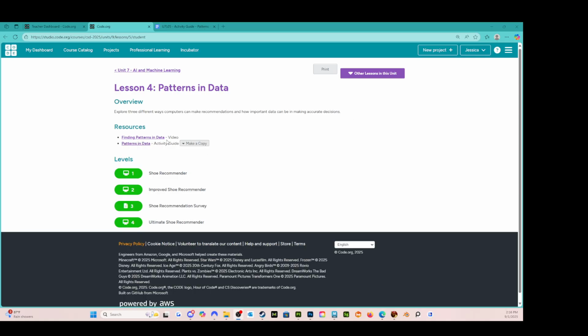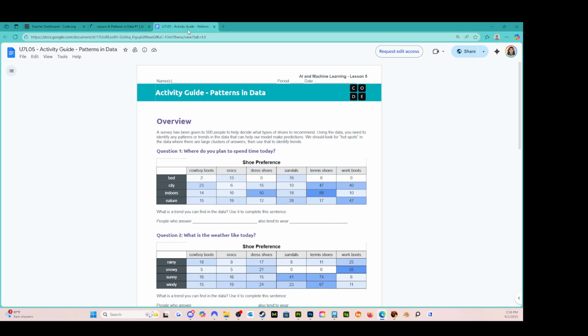So there's a video for you to watch, and there's an activity guide that we're going to fill in, and then we have 4 levels. So I'm going to open level 1, and while that's opening, let's go take a look at the activity guide. So overview. A survey has been given to 500 people to help decide what types of shoes to recommend. Using the data, you need to identify any patterns or trends in the data that can help our model make predictions. We should look for hotspots in the data where there are large clusters of answers, then use that to identify trends. Question 1. Where do you plan to spend time today?